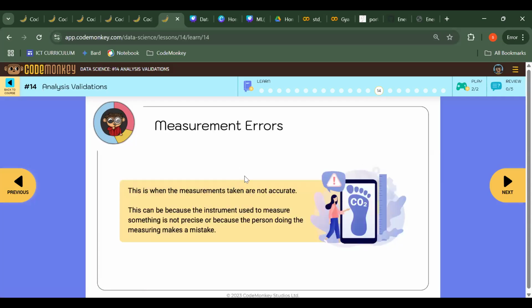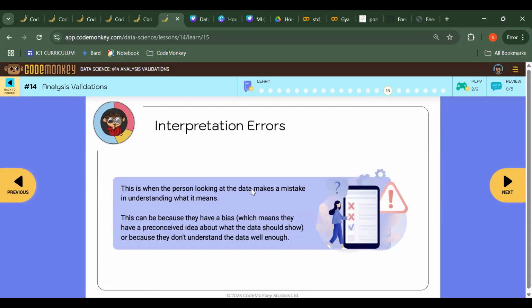Measurement error is an error in measuring because of the equipment, and this causes measurement errors. Interpretation errors are like this: if ice cream sales go up in summer, you might incorrectly interpret that buying ice cream causes drowning. That is giving a wrong explanation, a data interpretation error.